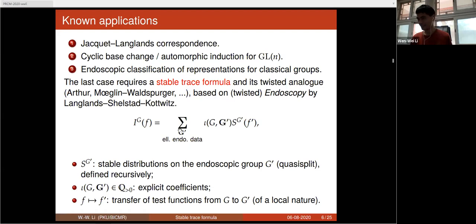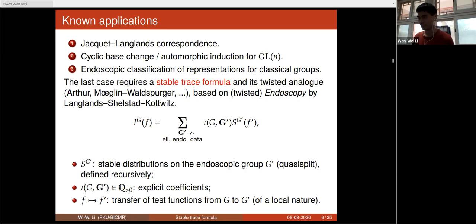Okay, so let's see what the stable trace formula looks like. According to Arthur, it expresses the I_G, the distribution in the trace formula, as a sum indexed by elliptic endoscopic data. Here we have some easy coefficient, iota here, and some stable distribution on G prime. Here, G prime is the so-called endoscopic group attached to the endoscopic data. So here we have the boldface G prime, here we have a normal G prime. It's a group, and here it is the data.